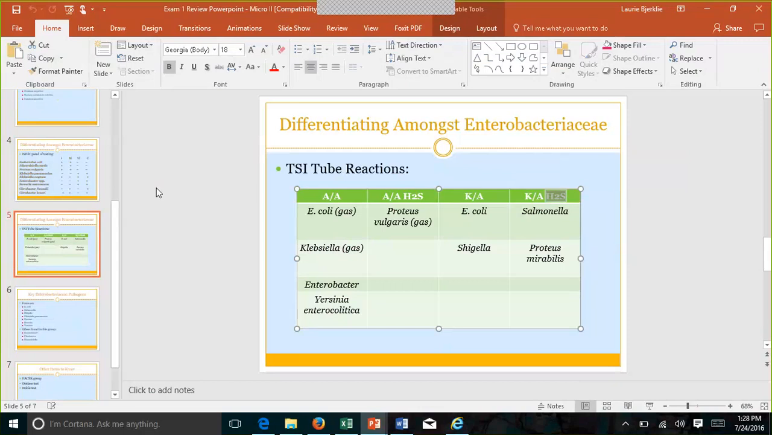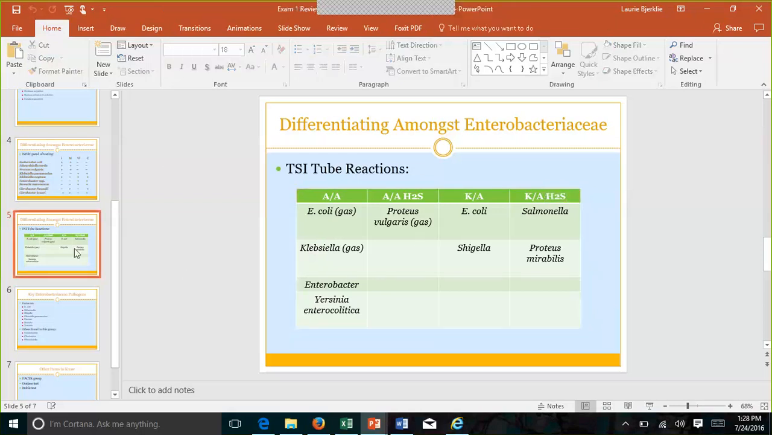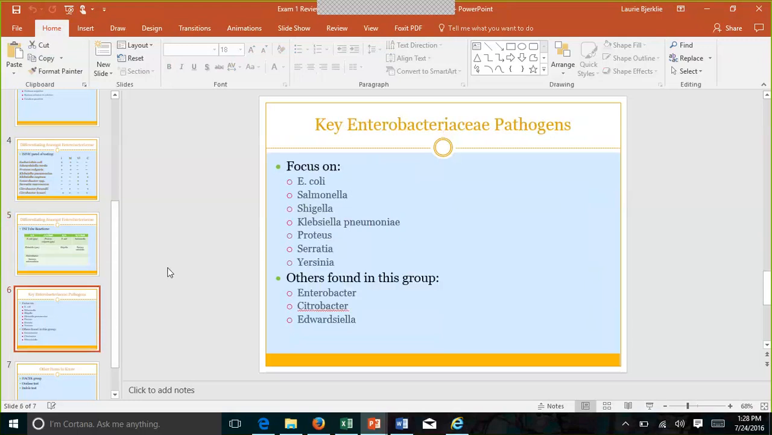That right away narrows it down. So definitely know these reactions for your test. Very much know these. You do not need to know the LIA reactions, just the TSI ones. So here are the key pathogens I want you to focus on for the exam itself.